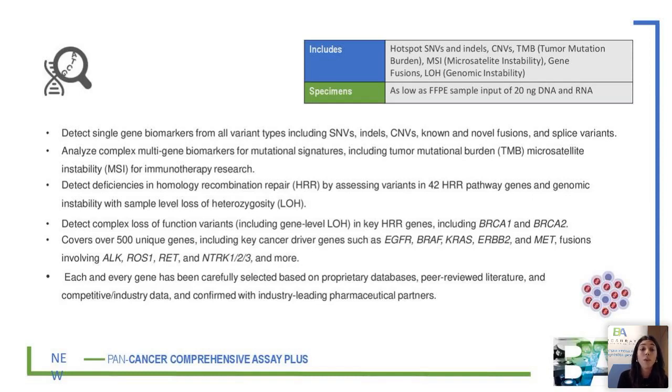So one thing I want to point out is, besides the fact that this is a really big panel, the 500 genes that are included have been carefully selected because they are relevant for cancer assessment and cancer management. I'm not going to go into a lot of detail, but as you can see here, we include genes in the homologous repair pathway, the well-known BRCA1 and BRCA2, but we also don't leave behind genes that are really important for treatment selection.